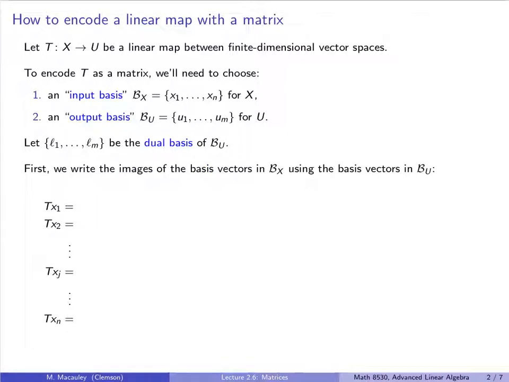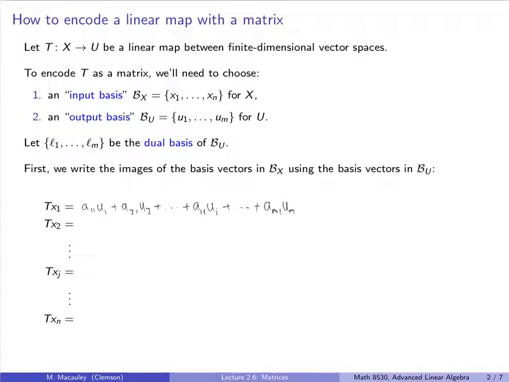Once we have chosen our bases for X and U, we'll take T and apply it to every input basis vector xi. So starting with x1, we apply T. That's going to send us over to U, so we can express that image as a linear combination of the output basis vectors. So let's write this down. T x1, let's call it a11 u1 plus a21 u2. Let's write the ith one as well. So ai1 ui. And then finally, we get to the mth one, am1 um.